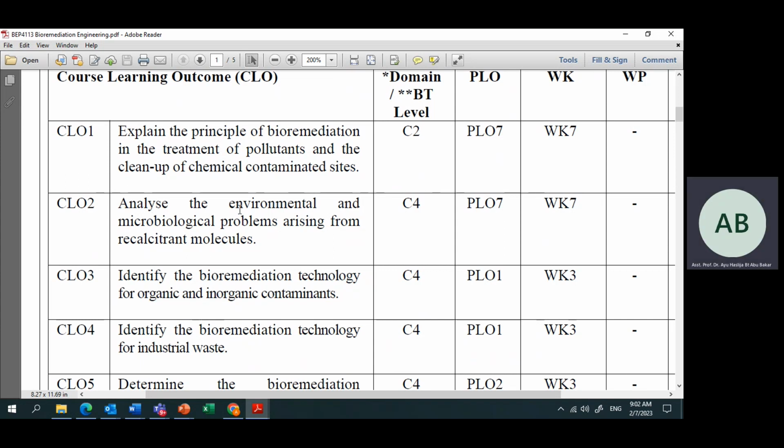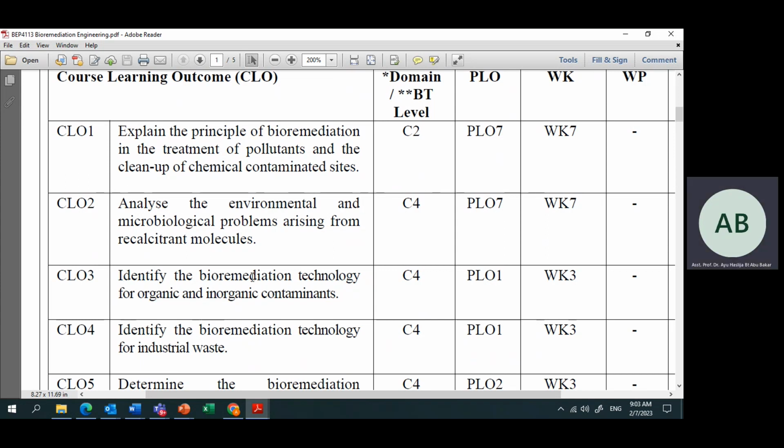CLO2, analyze the environmental and microbiological problems arising from the recalcitrant molecules. So I might ask, what is the definition of recalcitrant? What are the applications and the problems that can impact the environment? Okay, and then how to solve it.